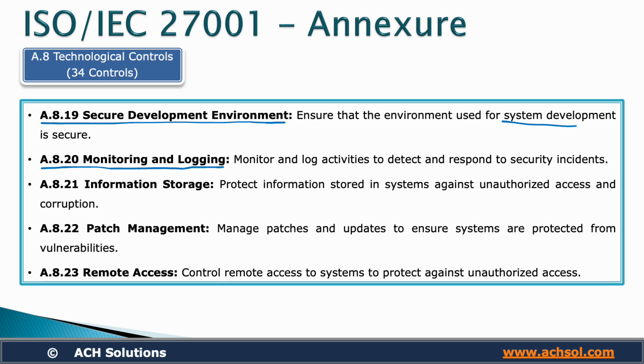The next one in the list is A.8.21 information storage. This control asks to protect information stored in systems against unauthorized access and corruption. This can be understood from an example like sensitive files are stored in an encrypted drive with limited access permission. And this applies to both online and offline storage devices.